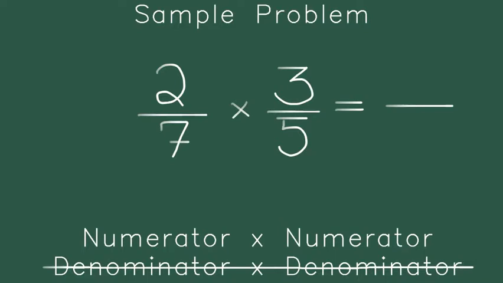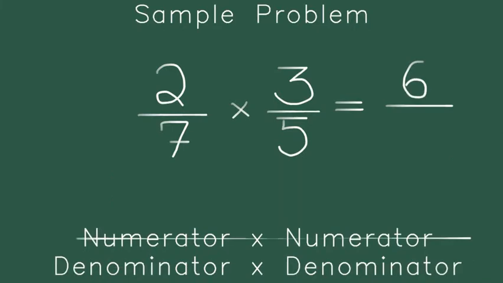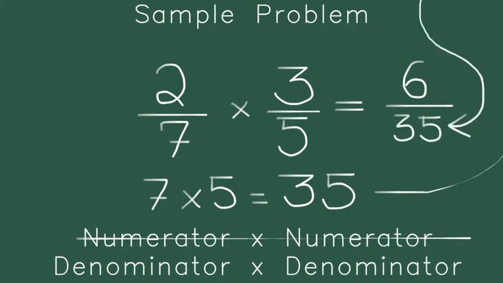So let's actually try to solve this problem. Now let's take out our numerators. 2 times 3 equals 6. Okay, so what do you do after you find out what the result is after multiplication? You just put it on the resultant side, exactly on the numerator side, because you multiply the numerator, you get the numerator. Now the denominator side, 7 times 5 is equal to 35, and then you put the 35 over there.